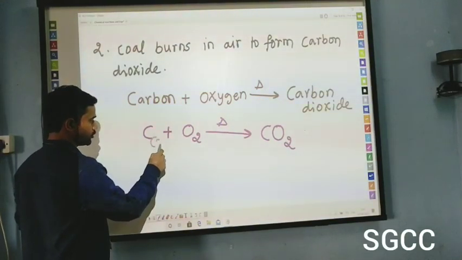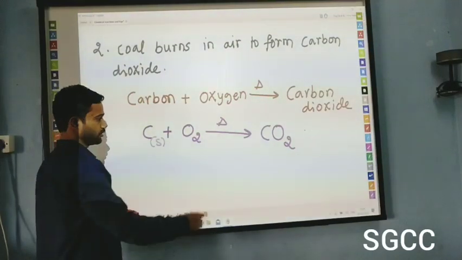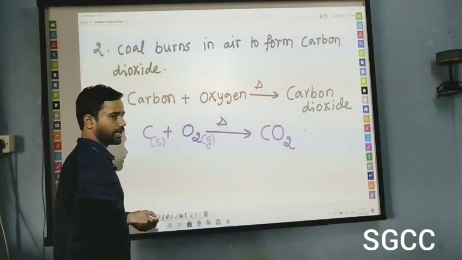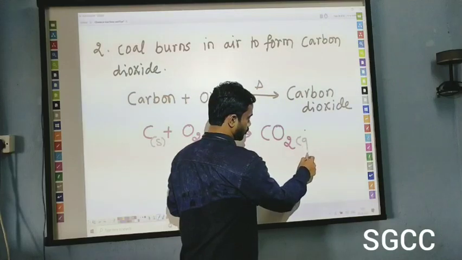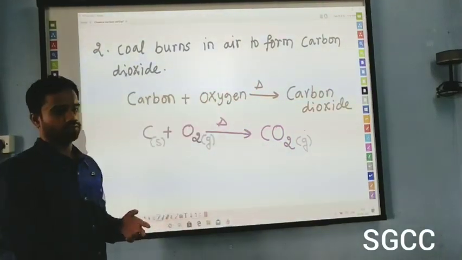Carbon is in the solid state. Carbon is coal, which is a solid. Oxygen is a gas. Let me write G for gas. What will carbon dioxide be? It is also going to be in gaseous form.